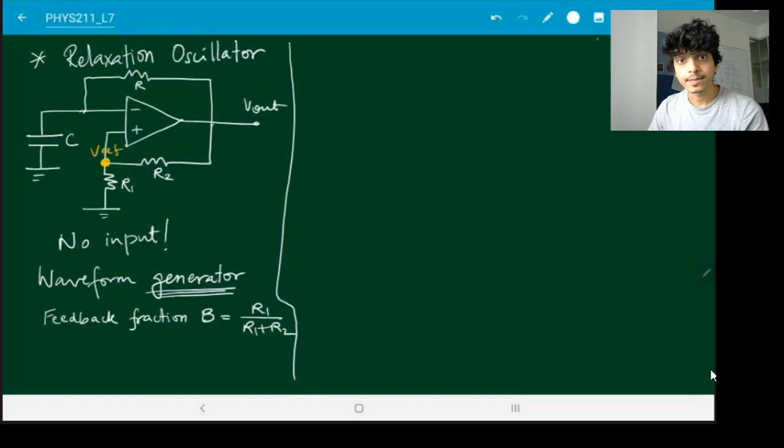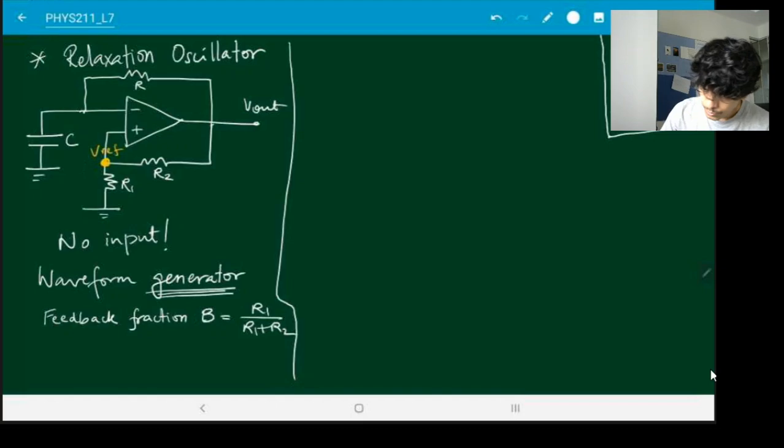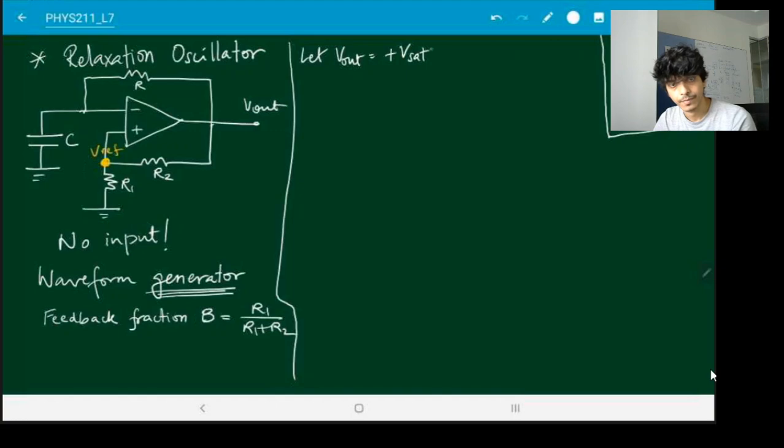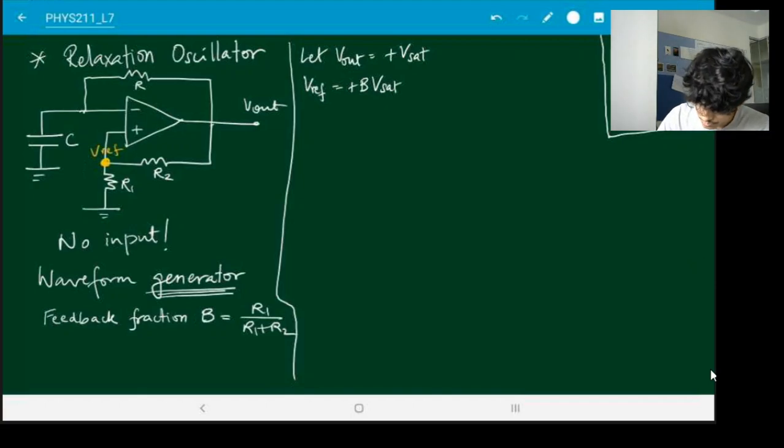So let's try and analyze this circuit. First, suppose the output stage is currently at plus Vsat. Then your Vref is going to be plus B Vsat. So the tripping point will be when V minus crosses this value.